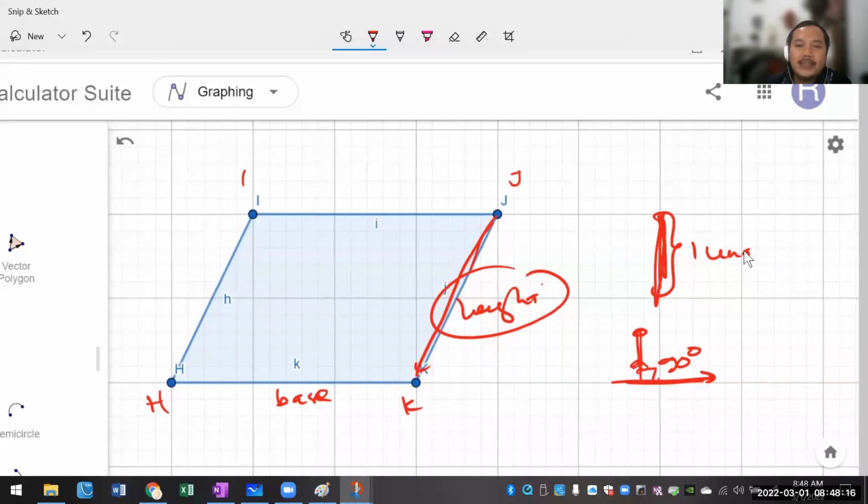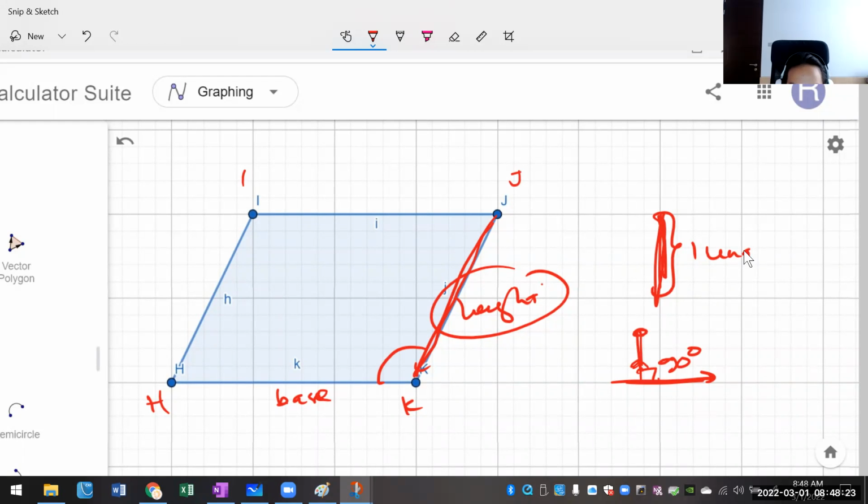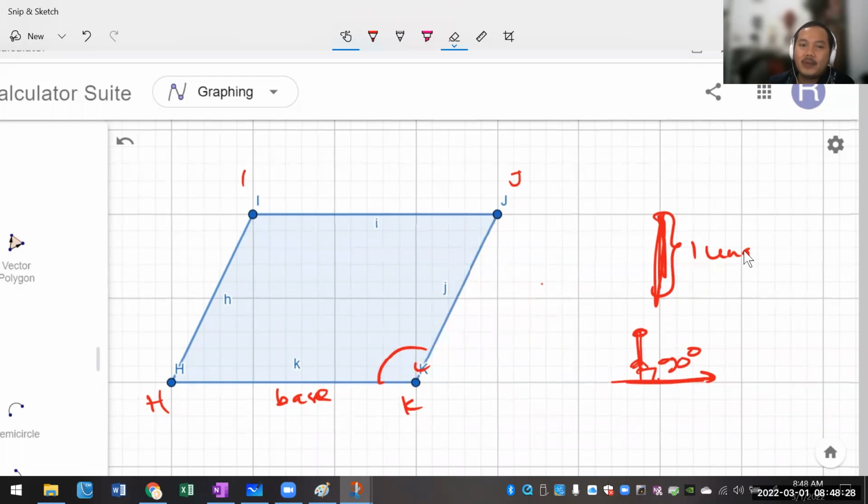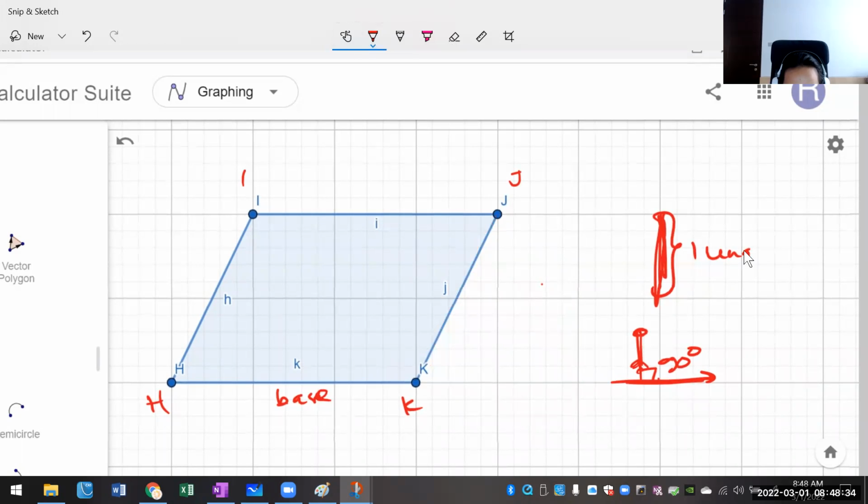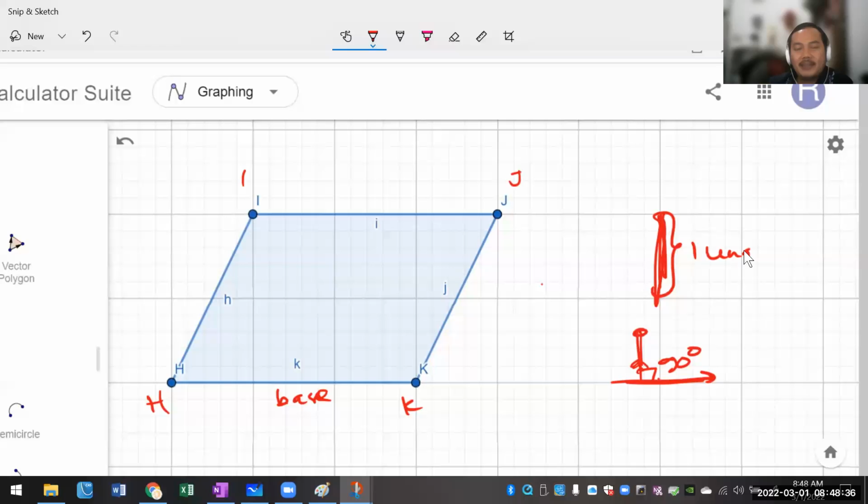Oke, pertanyaannya, kalau kamu pilih JK sebagai height, apakah ini 90 derajat? Enggak, Pak. Oke, cari yang 90 derajat berarti dong. Jadi gimana kira-kira? Kita perlu bikin garis baru nggak, buat nentuin height-nya? Iya, Pak. Kamu maunya dari titik mana? H, I, J, atau K? K, oke. Dari K ya. Ke mana nih? Ke atas ya? Lurus ke atas ya? Iya.